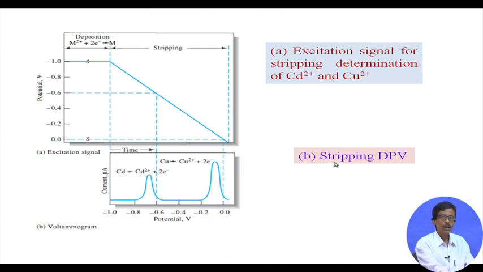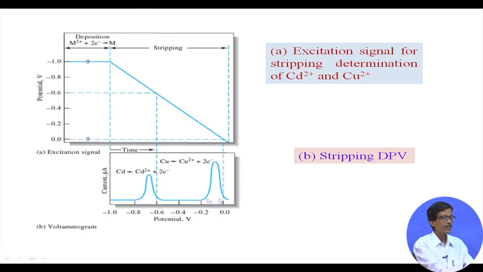So, you get again a DPV plot, but we now call it a stripping DPV, because everything is stripped off from the electrode surface. What we are looking for is not a change between two oxidation states, such as copper 1 to copper 2 or iron 2 to iron 3, but from the state where we are talking about the metallic deposition of copper as well as cadmium.